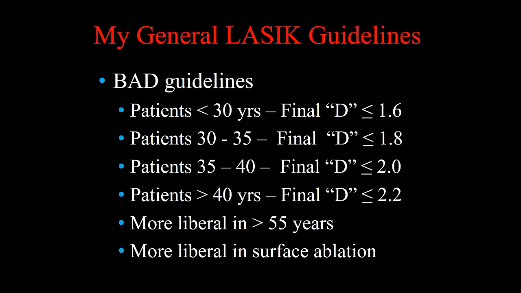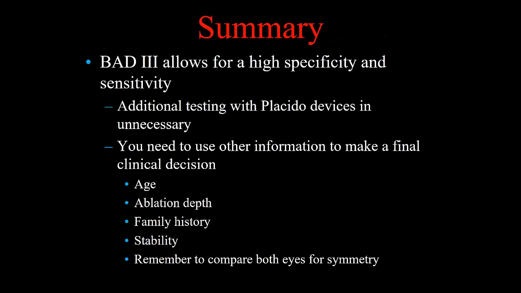My, again, general guidelines for LASIK, not for PRK: in patients less than 30, a final D of less than or equal to 1.6; patients 30 to 35, final D of 1.8; 35 to 40, 2.0; and greater than 40, 2.2. Patients above 55, we have little data on, and probably can be a lot more liberal, but again, we don't really have data on that. You can be more liberal on surface ablation, but at least in my practice, the number of patients getting surface is relatively small, so I don't have hard numbers for that.